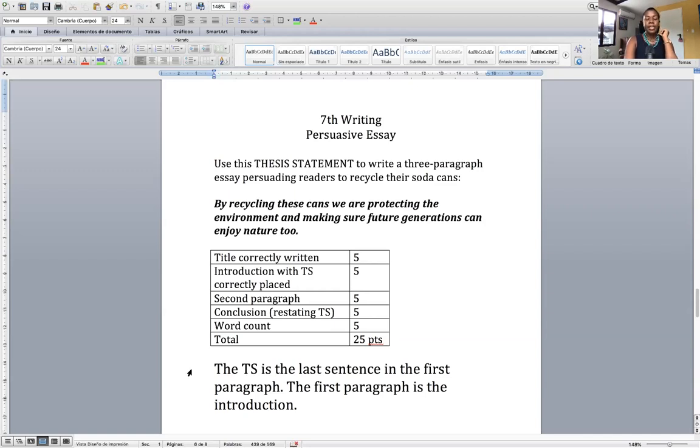Okay? I need you to understand this. Do not separate the thesis statement or use it at the beginning of your paragraph. It goes at the end, the last sentence in your first paragraph. And your first paragraph is the introduction. Last time some of you wrote introduction, then first paragraph. No, the first paragraph is your introduction.